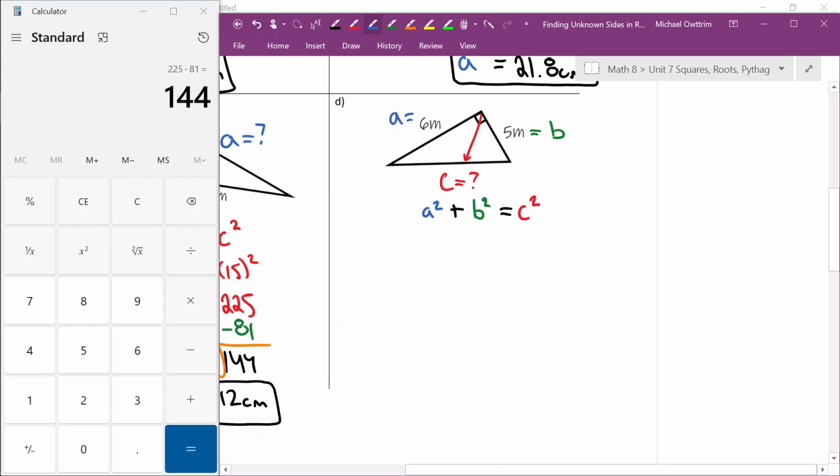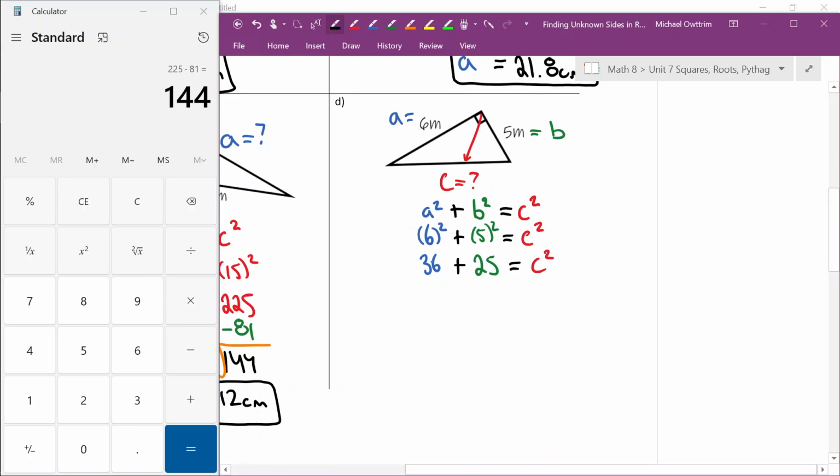We know that A from our diagram is 6, so a squared becomes 6 squared. We know that B from our diagram is 5, so b squared becomes 5 squared. Don't know what C squared is, so I'm going to leave it alone in my equation. Let's simplify the left side there. 6 squared is 6 times 6, so 36. 5 squared is 5 times 5, so 25. On the right side, we still don't know what C is, so we'll leave it as c squared.